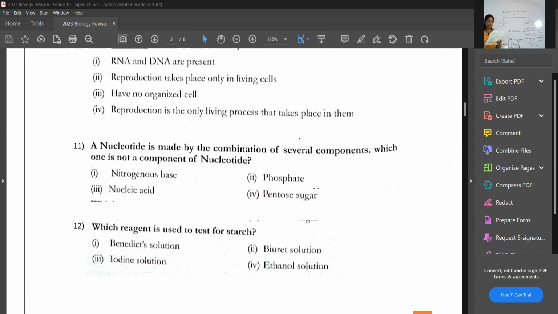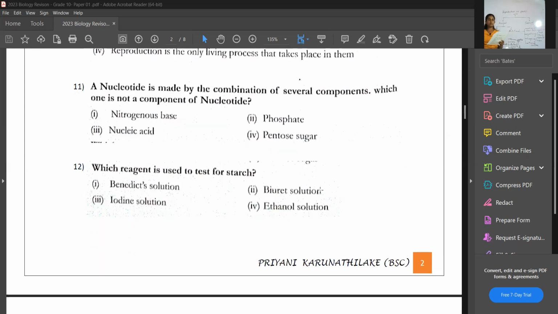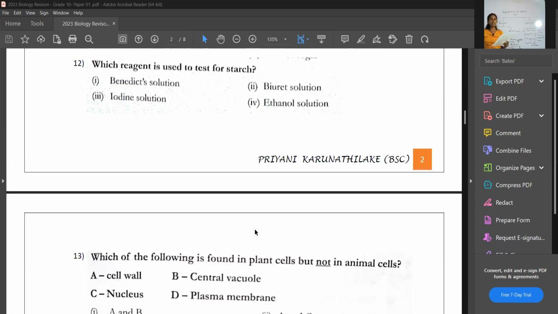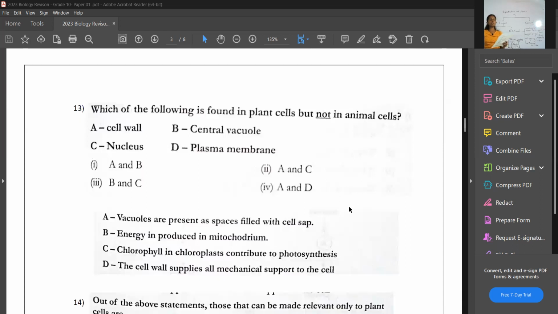Question number 11. A nucleotide is made by the combination of several components. Which one is not a component? Not a component, that is nucleic acid, right? Question number 12. Which reagent is used to test for starch? That is iodine. The reagent we use to test for starch. Question number 13, right?